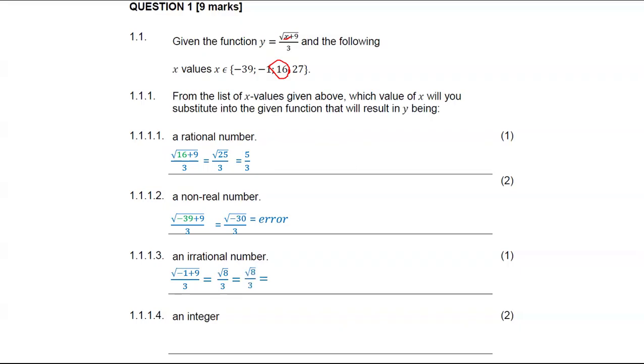Okay, for the last one, which is an integer, I simply substituted 27. And when you substitute 27 where there is x, you'll have 27 plus 9, which will give you 36. So you find the square root of 36. The square root of 36 is just 6. Divided by 3, it'll give you 2. Even though this is an integer, it can also be a rational number. So if you gave it to me under rational, I will still give you a mark. Okay, next one.